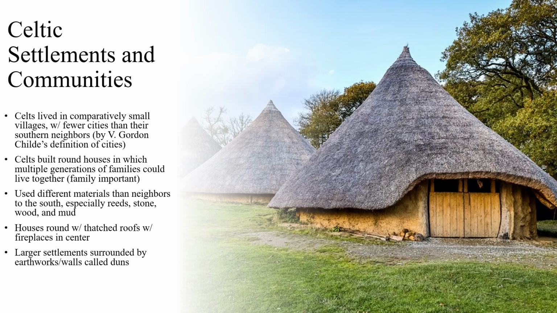The Celts didn't typically build large cities or settlements that could be considered cities by Child's definition. These were more like large villages in many cases. But their villages are still small compared to even a village built in the Mediterranean region. The Celts built round houses with thatched roofs. The roofs, of course, are conical in shape.